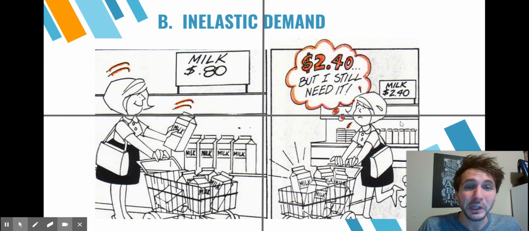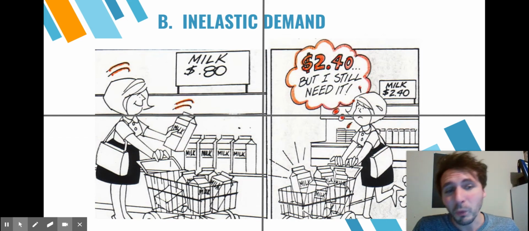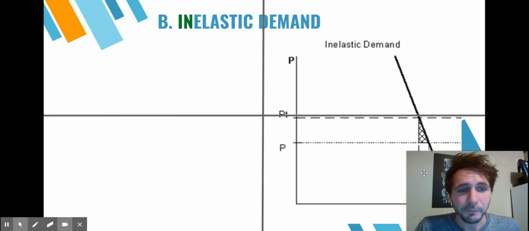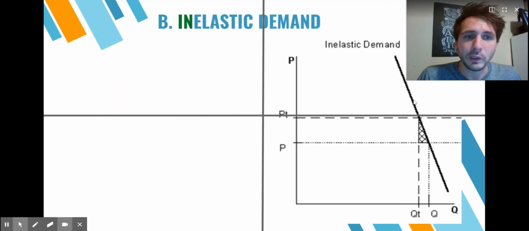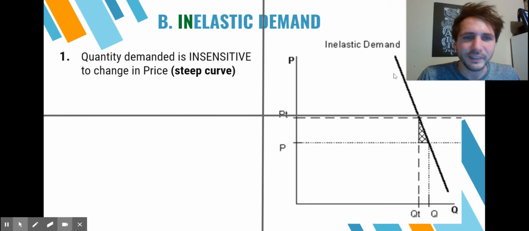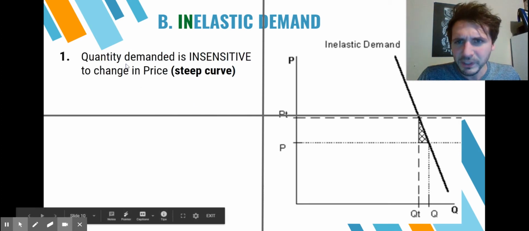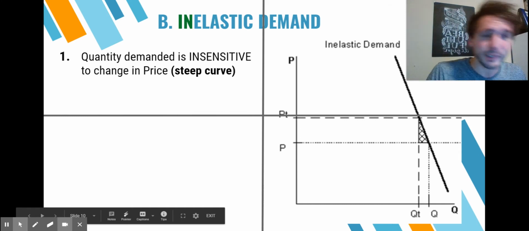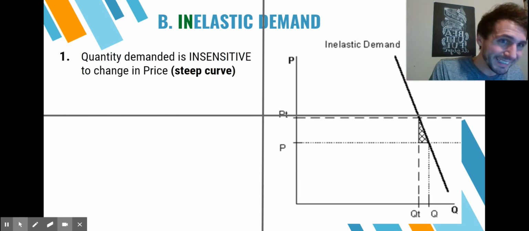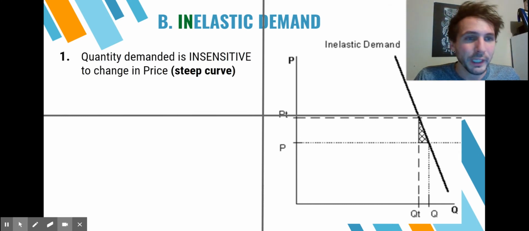Sweat's falling off of her, but she still needs it, so she's going to continue to buy it. That defines what inelastic demand is. Prices change, but quantity demanded does not. So, what does inelastic demand look like? It's actually a very, very steep curve, right? Because quantity demanded is insensitive, inelastic, insensitive to a change in price.